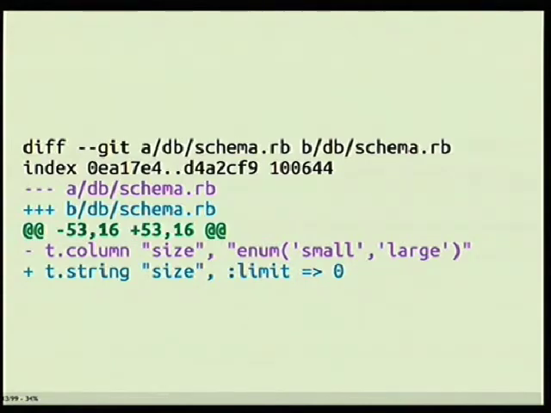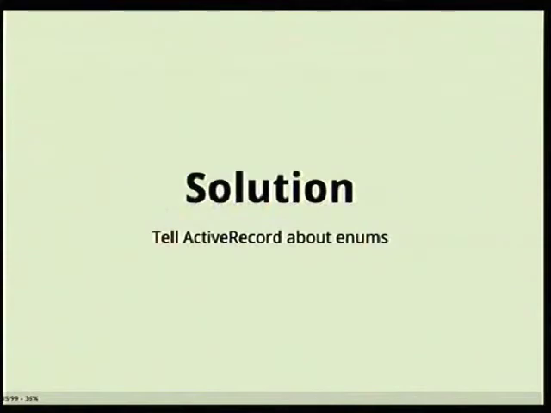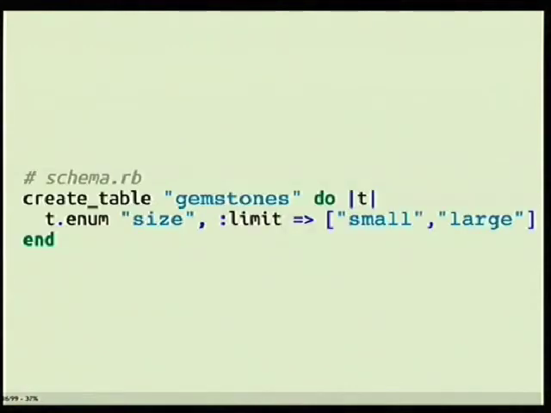And it's just a huge pain if you're going to have these enum columns to constantly be having Rails spitting out bad schema that doesn't actually reflect what's in there. Just really a nuisance. So the solution, my solution was to tell ActiveRecord about enums. So I made this little gem.